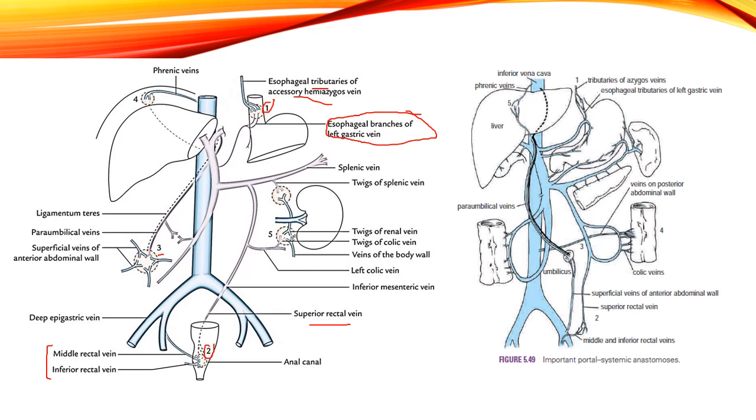For instance, over here the paraumbilical veins are communicating with the superficial veins of the anterior abdominal wall, which are the inferior and superior epigastric. Then we have some anastomosis over here in the bare area of the liver, and we also have anastomosis retroperitoneally where the twigs of the renal vein, as we can see, are communicating with the colic veins, the left colic vein, and the twigs of the splenic vein are also communicating with the twigs of the renal vein over here.